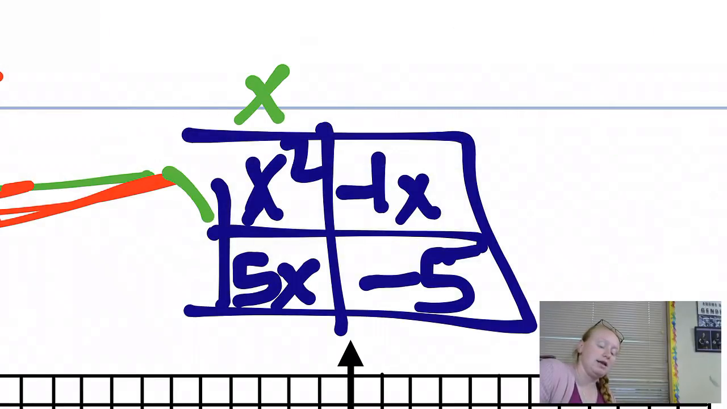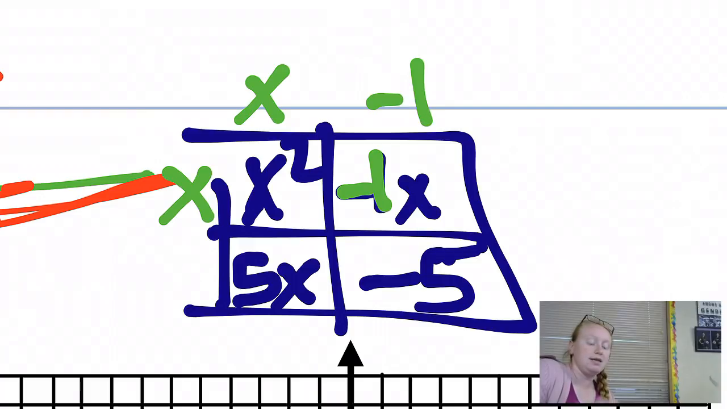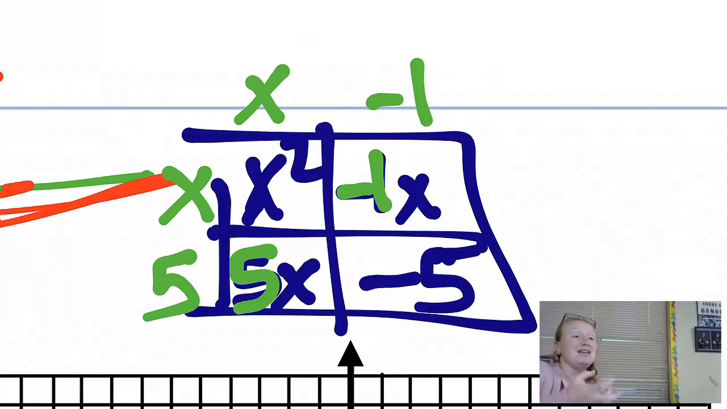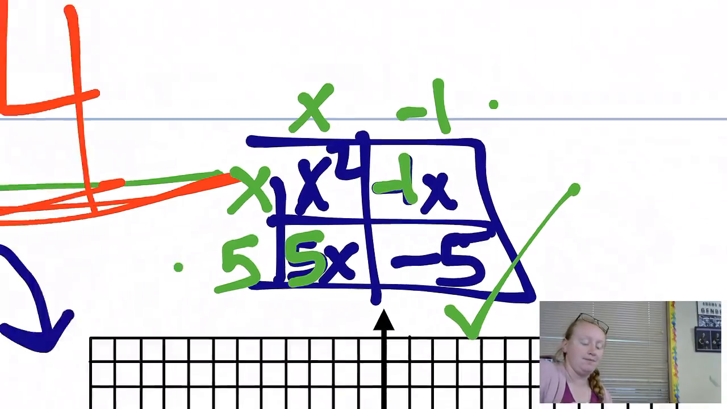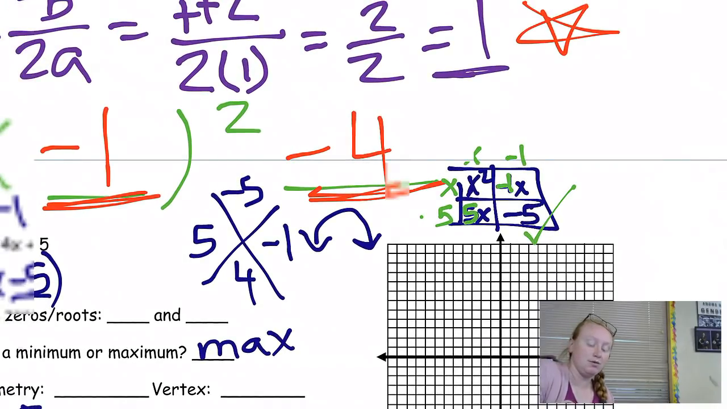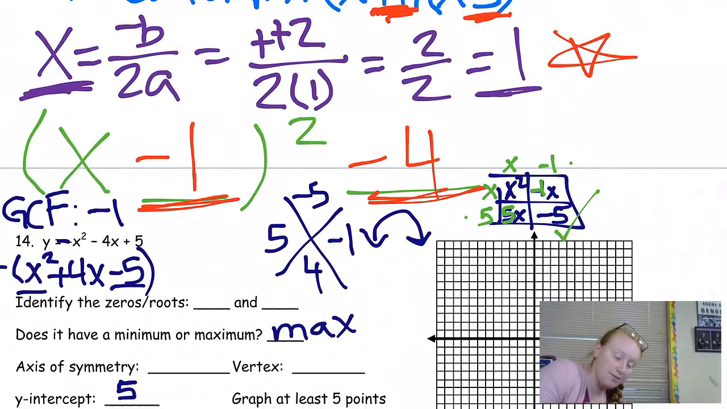I get x and x on the side. x times -1 makes -1x. x times +5 makes +5x. I can even go and double check my work. -1 times +5 makes -5. So I'm going to write down my factored form, which is going to be -(x - 1)(x + 5).